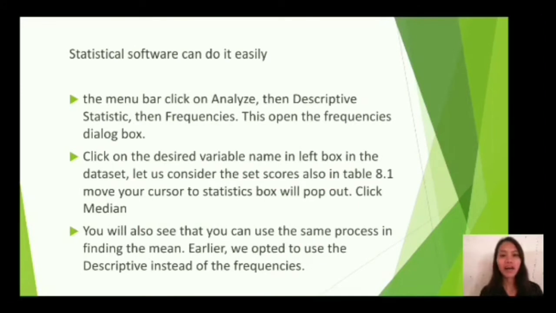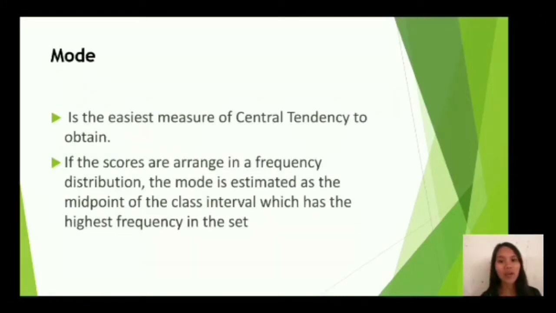Just copy the left side, which is 44.5, and compute it. So 44.5 plus 5 times 6 divided by 18. The median will be 46.17. Statistical software can also get the median easily. All you have to do is follow the steps in order to get the correct computation for the median. And now we're moving to the last one, which is the mode.